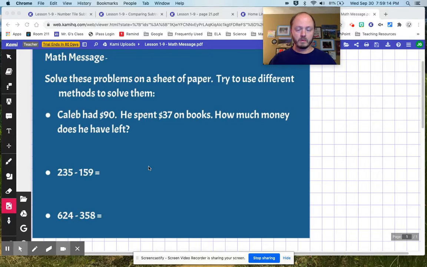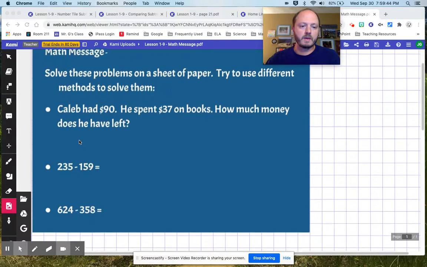Okay, now let's take a look at the first question. It's in the form of a word problem, so think about including a label with that answer, and then we'll look at two other examples. We're going to think about the different methods of subtraction that we know, and maybe ones that we are not familiar with yet. So, all right, Caleb had $90. He spent $37 on books. How much money does he have left?